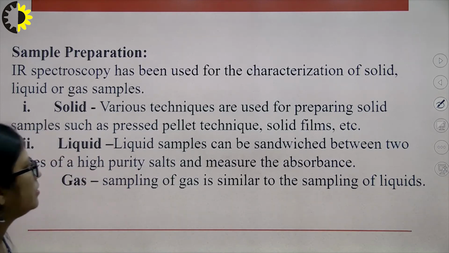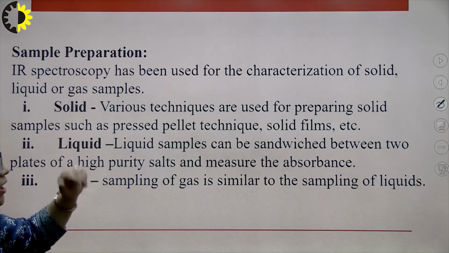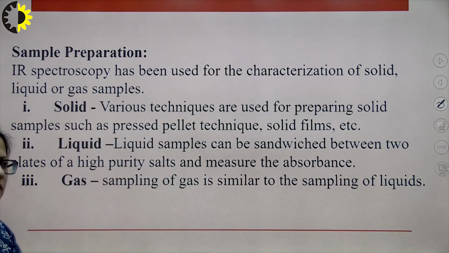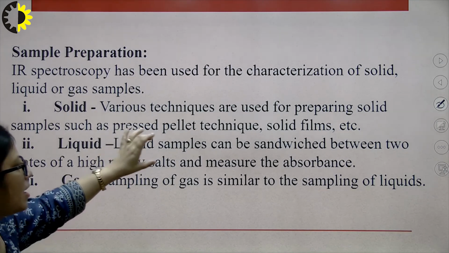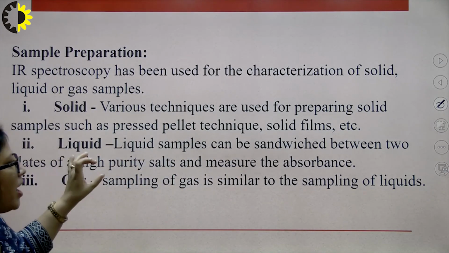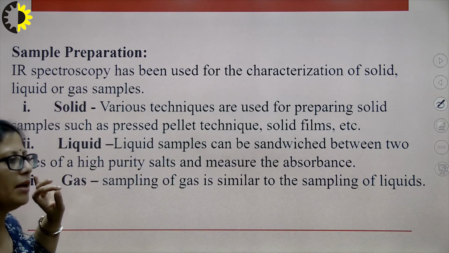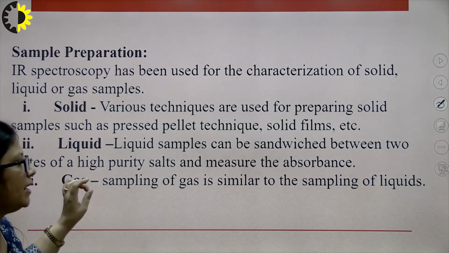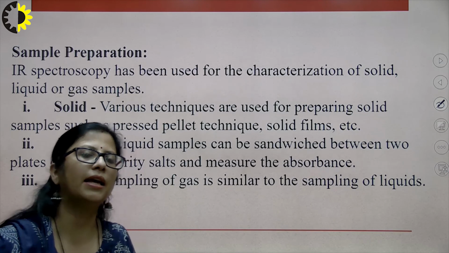Sample preparation. If the sample is solid, the pellet technique is used: it is pressed at high pressure to make a transparent film. A liquid can be sandwiched between two plates of high purity salts, generally NaCl, and the absorbance measured. If the sample is gaseous, it has to be taken in the same manner as liquids.